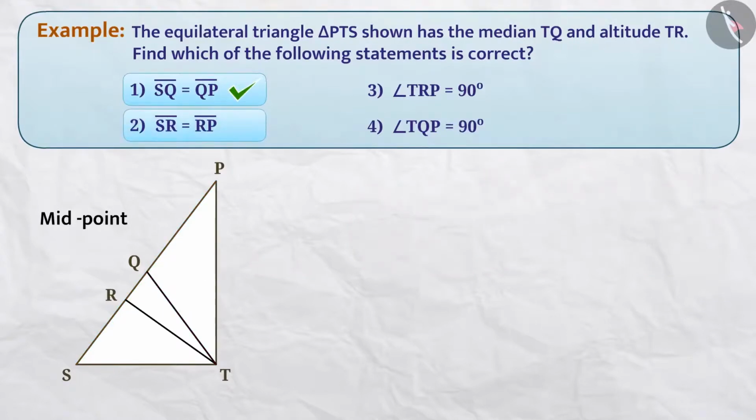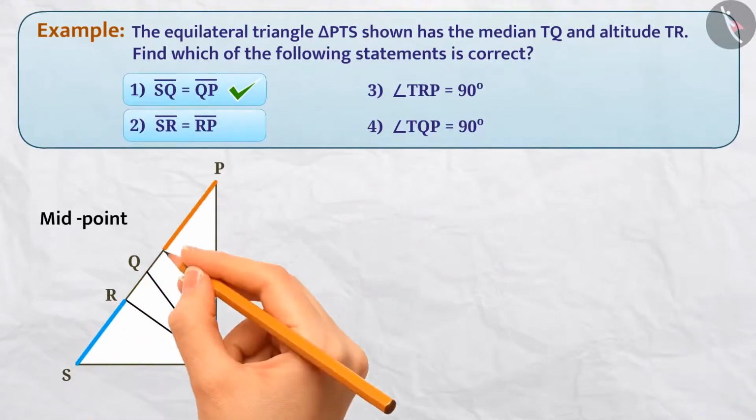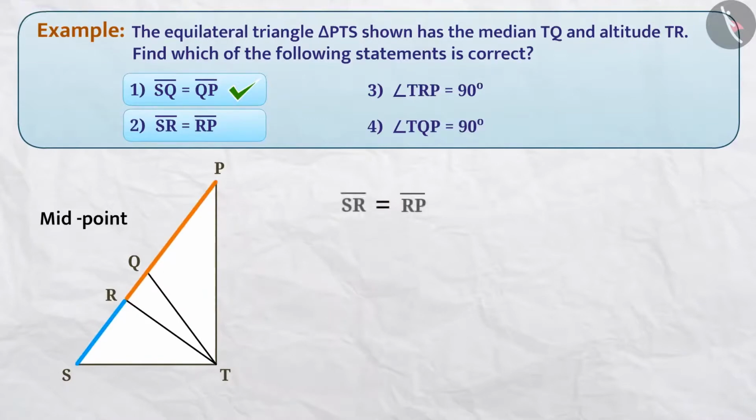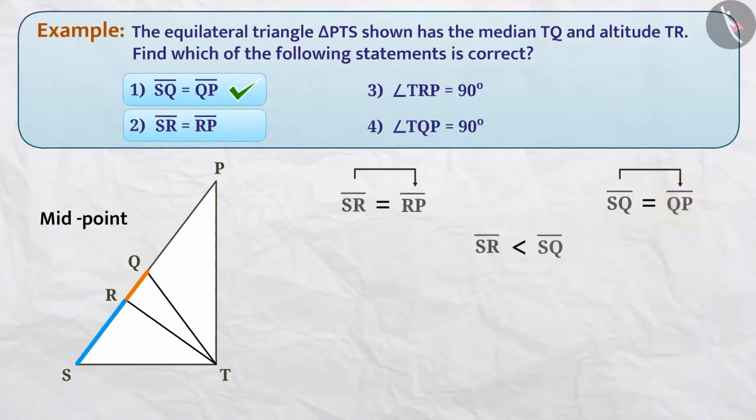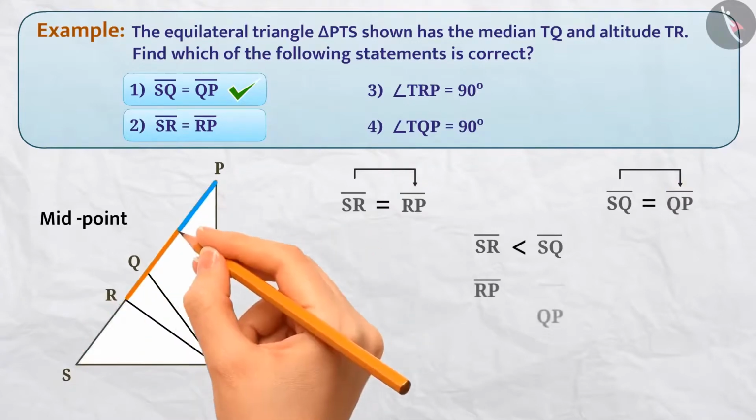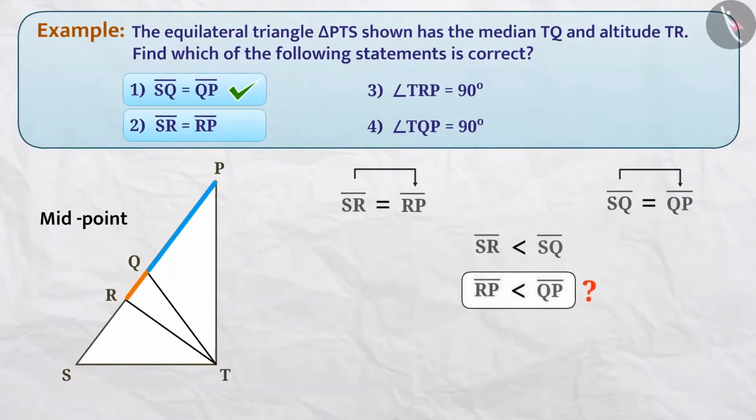Suppose the lengths of line segment SR and line segment RP are equal. As you can see here, SR is smaller than SQ. If this option is correct, then we can put RP in place of SR. Similarly, as we saw, SQ is equal to QP, so we can put QP in place of SQ. Then tell us, is inequality RP smaller than QP true? Think about it.